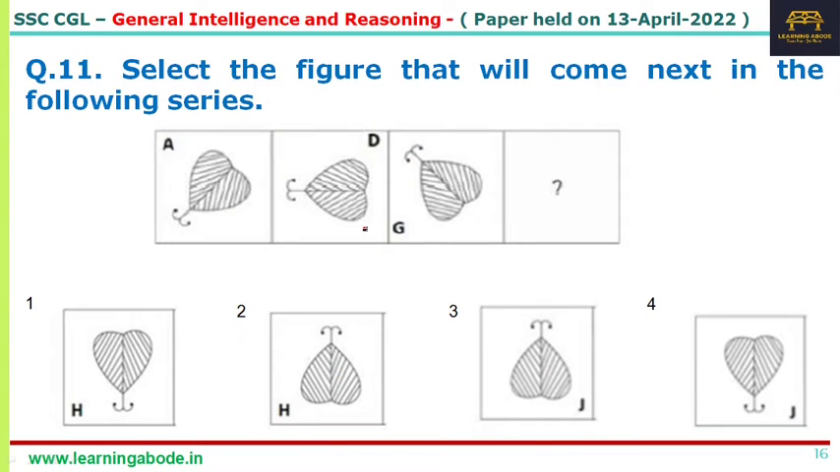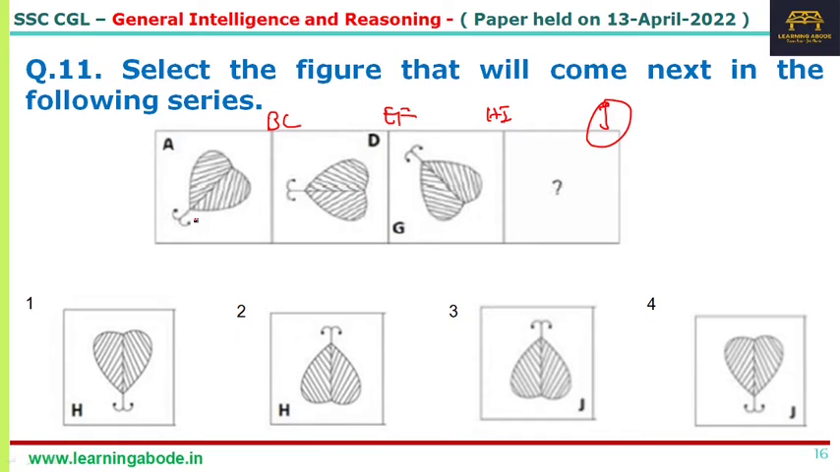Now question number 11, next figure in the series. So you have A, then you have B, C, and then D, then you have E, F, and then G. After that you will be having H, I, and then you should get a J. So you will get a J for this.